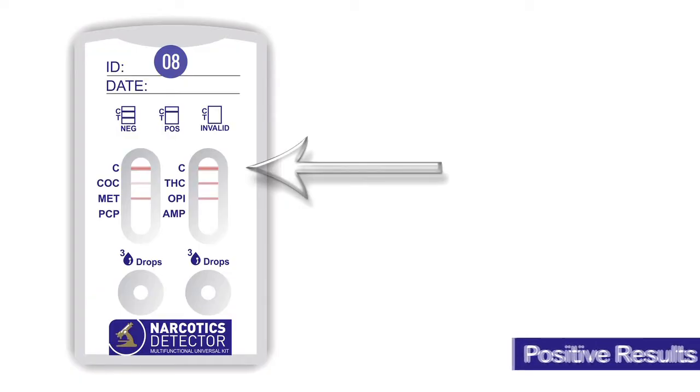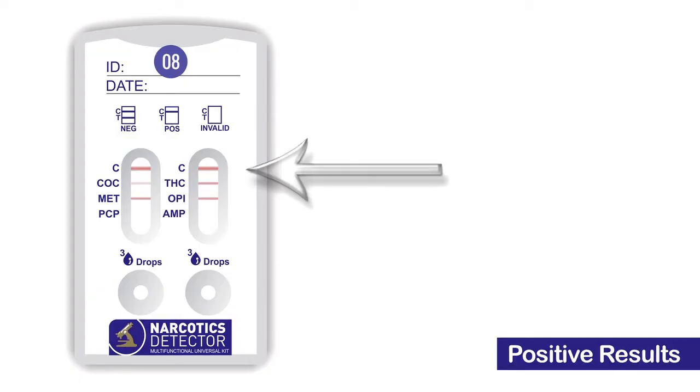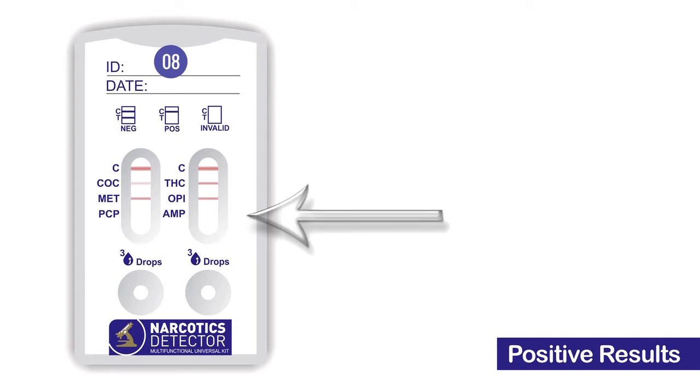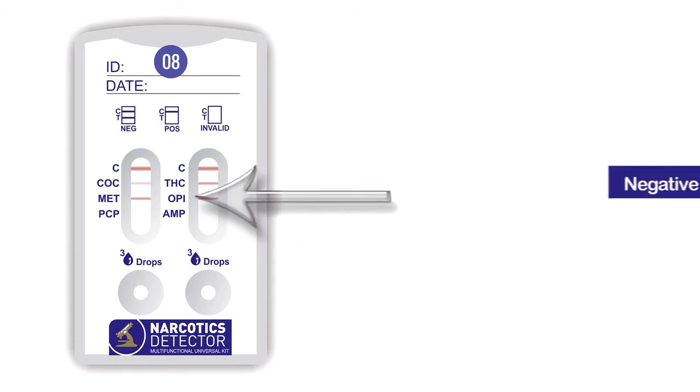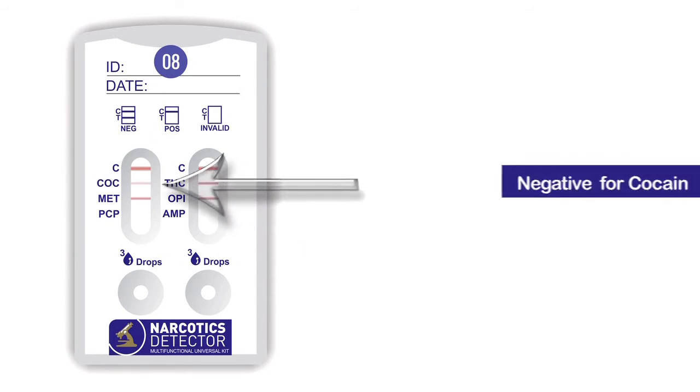There will be a control line appearing in the control area, but no line appearing at PCP and amphetamines, making it a positive test for PCP and amphetamine. You will, however, see a ghost line at cocaine, making cocaine a negative test.